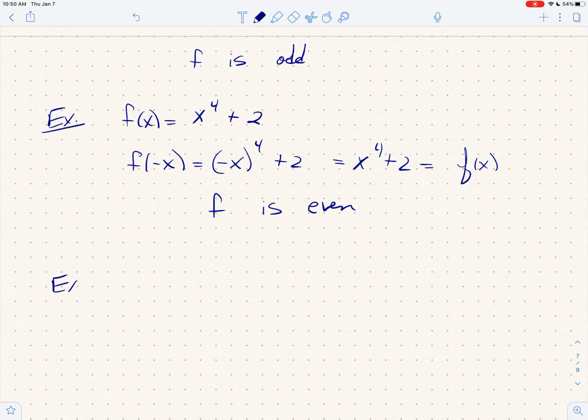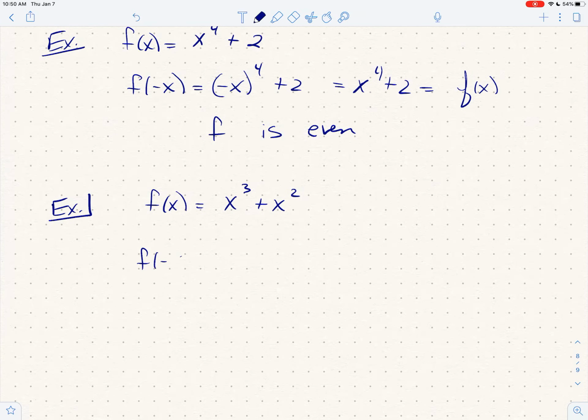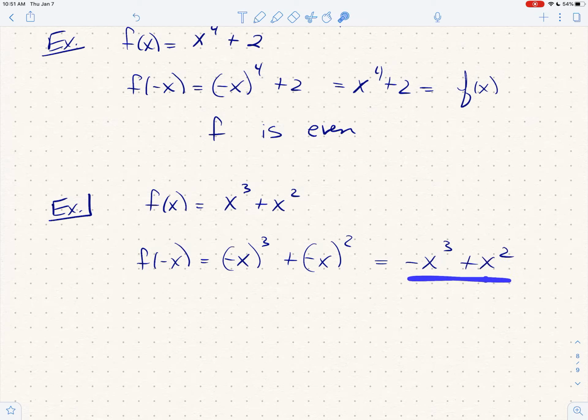And then one more example. Let's just say f of x equals x cubed plus x squared. I look at f of minus x and I get what? Negative x cubed plus minus x squared. So this is negative x cubed plus x squared. And now you realize this is not f of x, right? This is not your original function. We'll try factoring out a negative, and I realize what's left is not my original function. And so this function is neither. f is neither even nor odd.